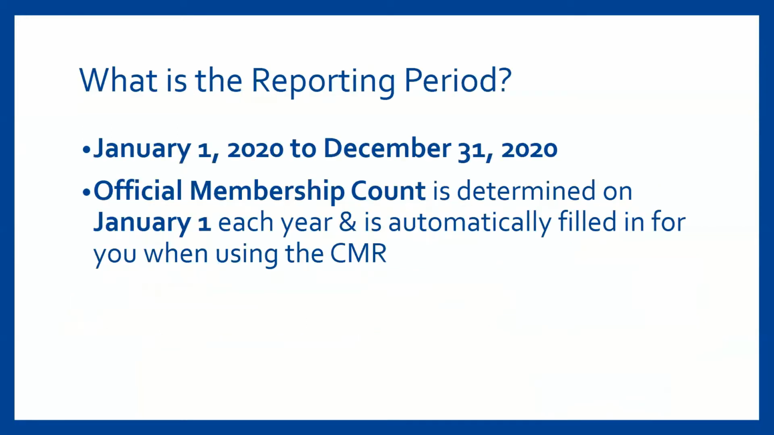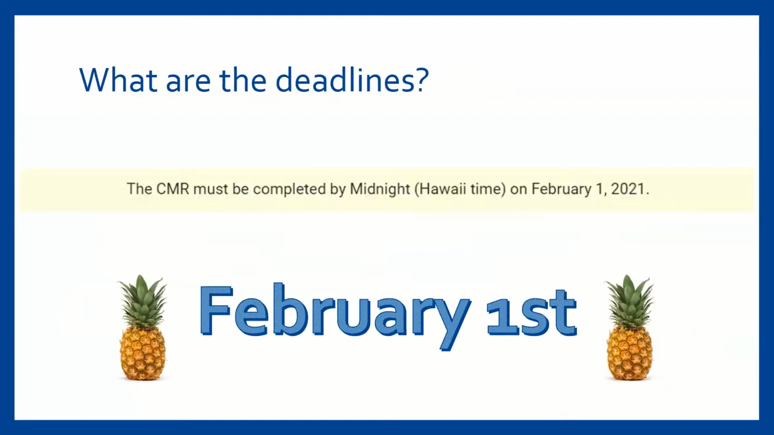The reporting period for the CMR is the calendar year, January 1st to December 31st. The official membership count for reporting purposes is determined on January 1st of each year, and it's automatically filled in for you on the CMR. The deadline to complete the CMR is February 1st, Hawaii time.